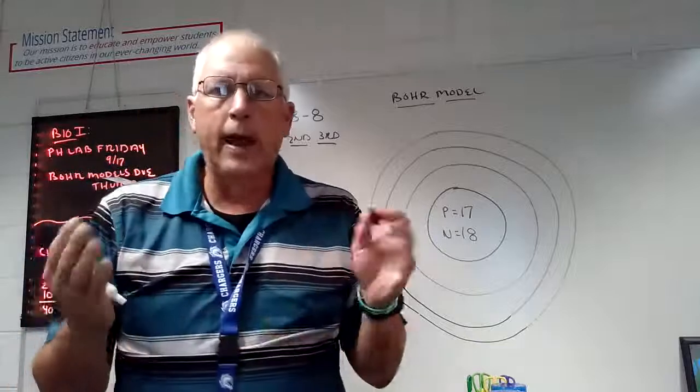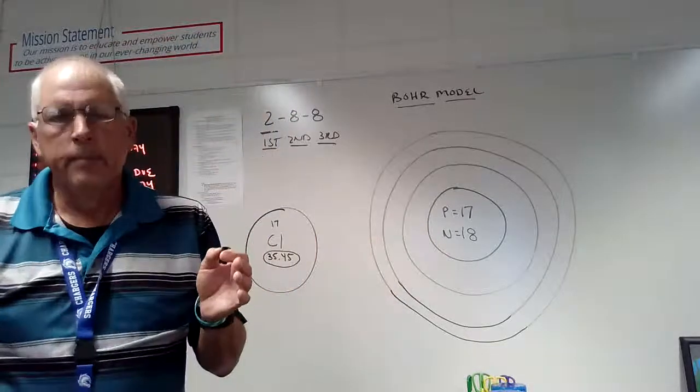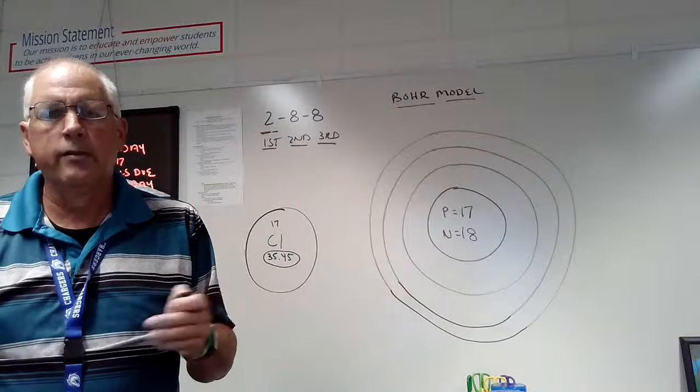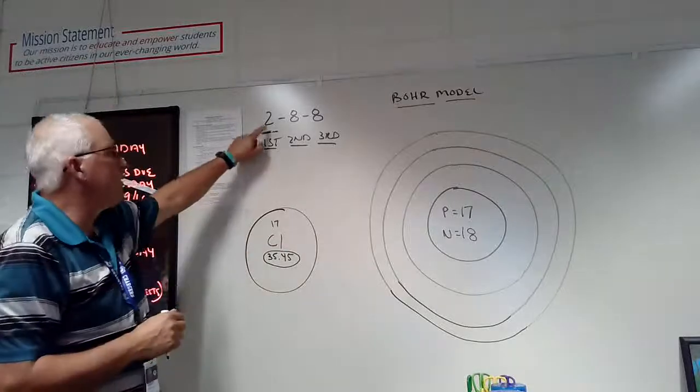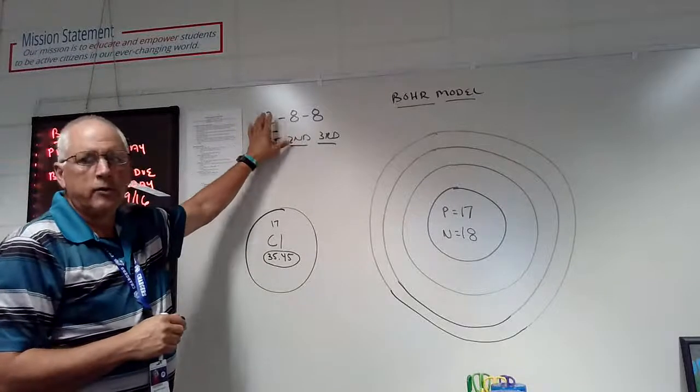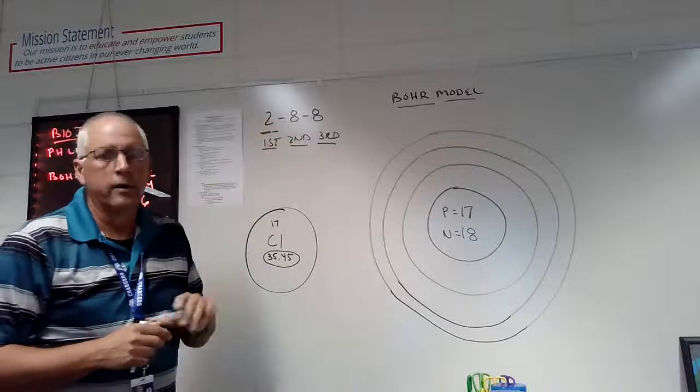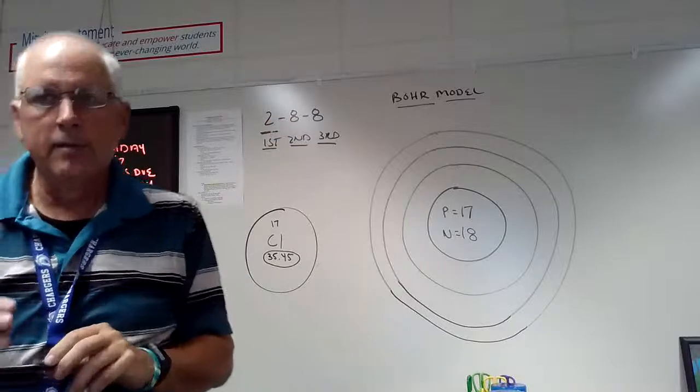Well, we know that an atom is neutral, right? So we have the same protons as we do electrons. So I have 17 electrons. So what you need to remember is a 2-8-8 thing. 2 is the maximum number we can put in the first orbit, 8 is the second, 8 is the third. You can have less than that, but that's the maximum.